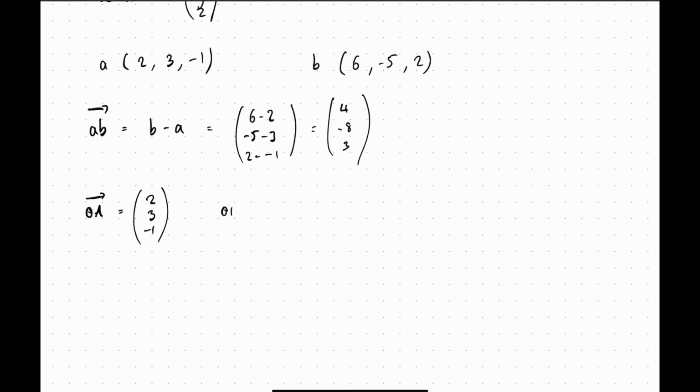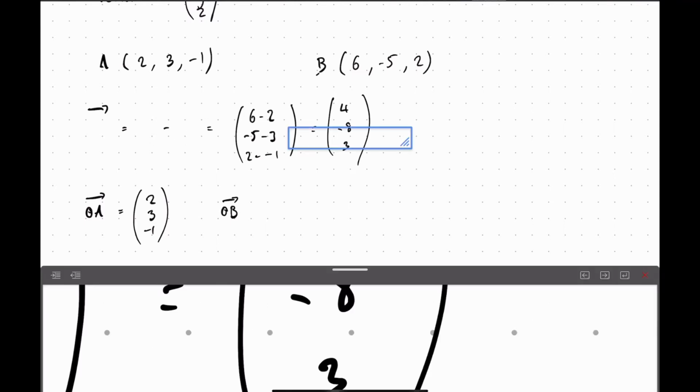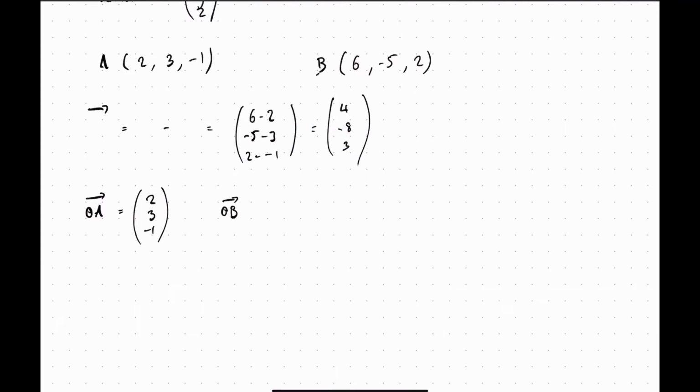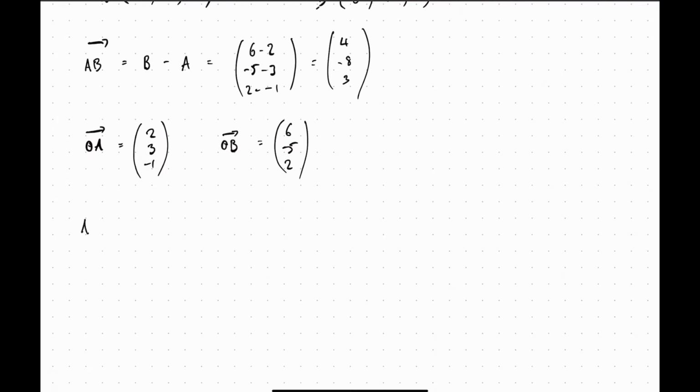So OB would also be the values of B. I know I've kind of swapped between lowercase and capital. I should have probably called these capital letters because we tend to use capitals when dealing with vectors for some reason. AB would be B minus A. So OB is 6 minus 5, 2. Another way of writing AB would be to say OB minus OA.